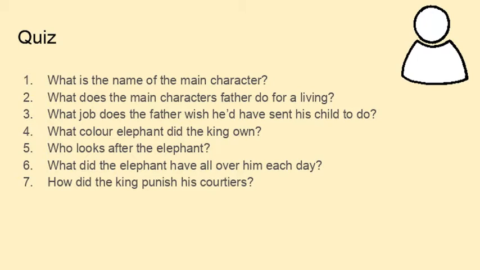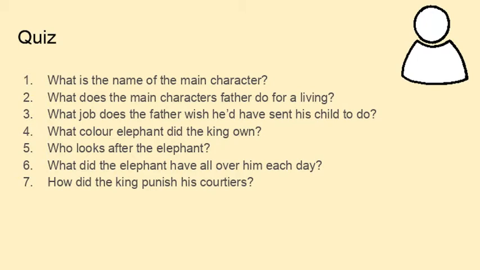Question number 3. Put number 3 in the margin and then write out the question. What job does the father wish he'd sent his child to do? And to answer this, I'd like you to write: the father wishes he'd sent his child to. Or you could write: the father wishes he'd sent his child to learn to be a.